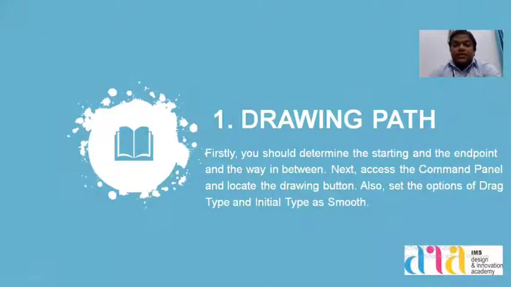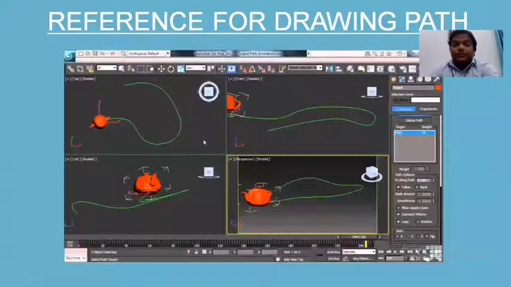First, drawing path. Firstly, you should determine the starting and the end point and the way in between. Next, access the command panel and locate the drawing button. Also, set the option of drag type and initial type as smooth. This is the reference image for drawing path. It ensures that the animation flow is smooth and the lines are devoid of sharp corners.